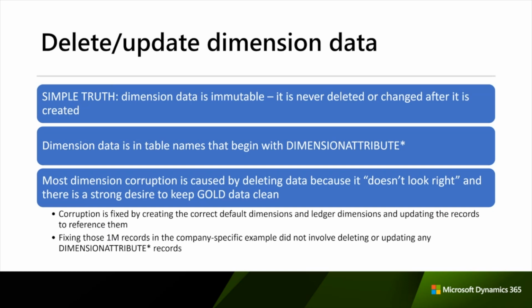But truthfully, corruption is fixed by creating the correct default dimensions and ledger dimensions and updating the records to reference them. Even when we're fixing data, we don't delete or update dimension data. In fact, when we fixed those 1 million records in the company-specific example I mentioned, we did not delete or update any dimension attribute records. We updated the default dimensions on a bunch of vendor records, in the purchasing transactions, and in the general ledger to point to the correct default dimensions and ledger dimensions.